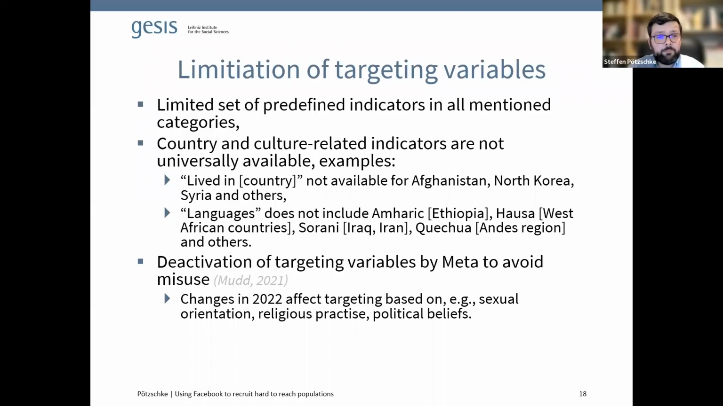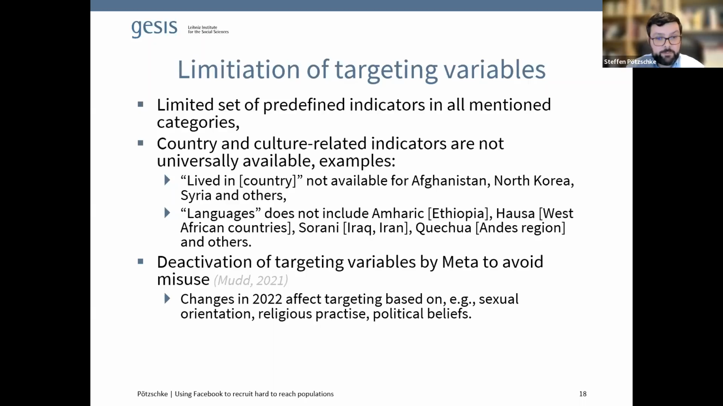Then a more severe limitation even is that country and culture related indicators are not universally available. So the lived in country X indicator, for example, is only available for a limited number of countries. I mean, it is actually a list with at least 2 figures, but for important countries, especially of refugees at the moment, important countries of origin, we do not have these indicators, and I mentioned some here.